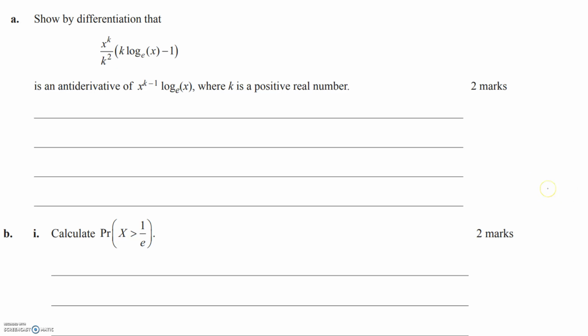So we want to differentiate this. That's what it's saying. Show by differentiation that this is this. So let's differentiate this first. Well, essentially we've got a u-v function. So our u, in this case, is this part. So u is equal to x to the power of k on k squared. v is equal to k log e x take 1.